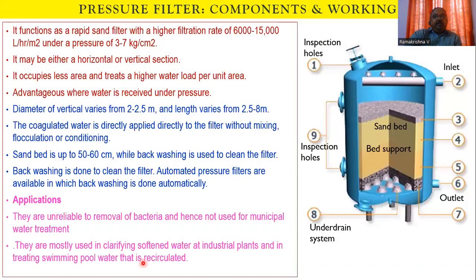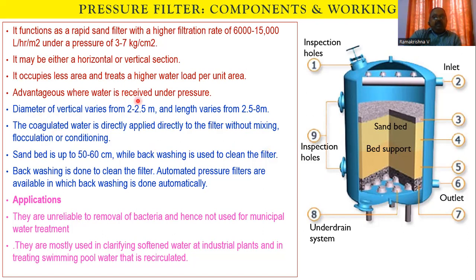So if you look at the pressure filter, this is a compact filter. Compact filter, because of the high amount of filtration rate, the area requirement is very, very small. The filtration rate is 6,000 to 15,000 liter per hour per meter square, and is applied at a pressure of 3 to 7 kg per centimeter square. So you can have a vertical section, or it can also be a horizontal cross section here. So it occupies less area and treats higher water load per unit area.